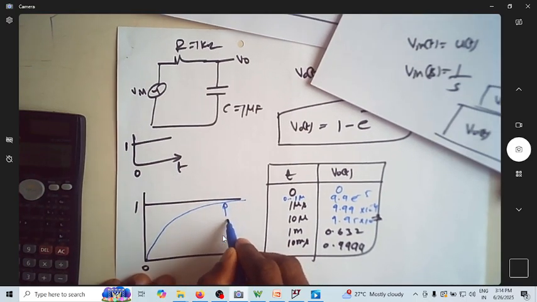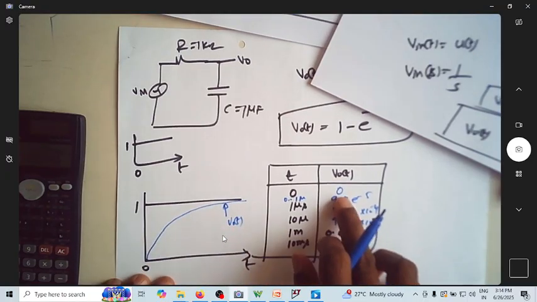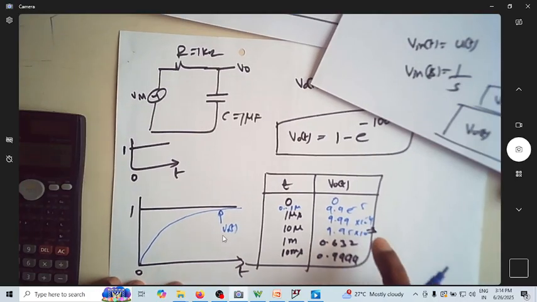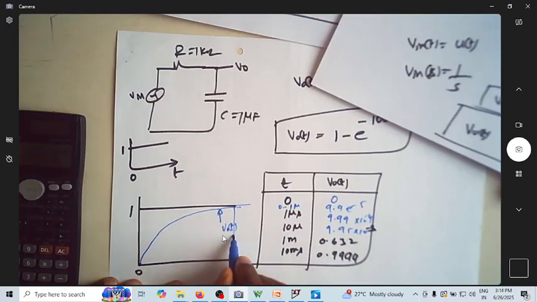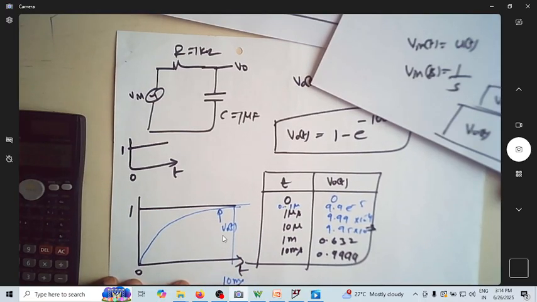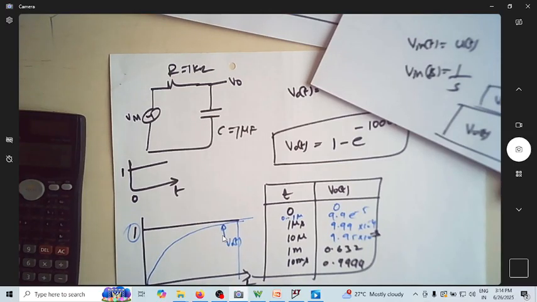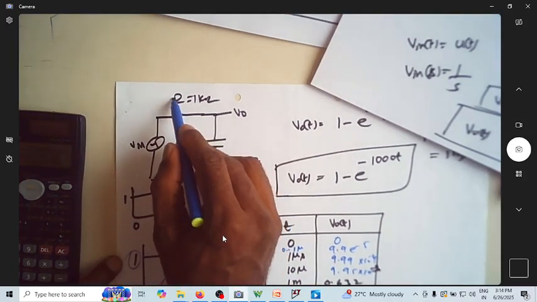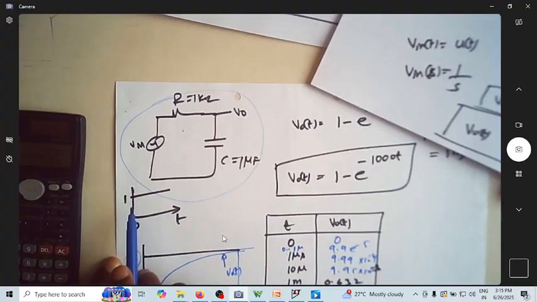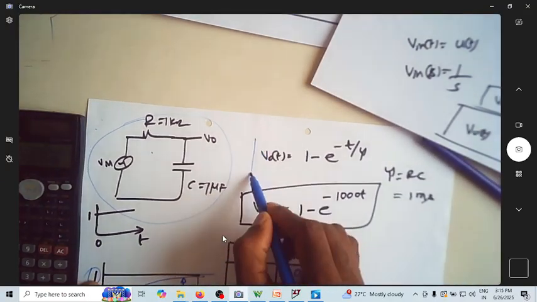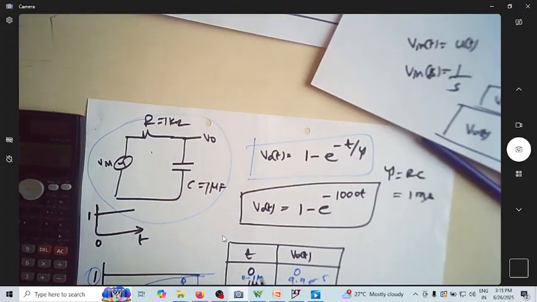This is V naught of t. I'm just approximately writing. You can see it's like 10 power minus 5, 10 power minus 4, 10 power minus 3, then it is 0.632, then it is 0.998. So by 10 millisecond time, it has almost reached a magnitude of 1, that is 0.9999. What I mean to say is, the time response of a first order RC circuit for a unit step input has got this type of expression or output response.